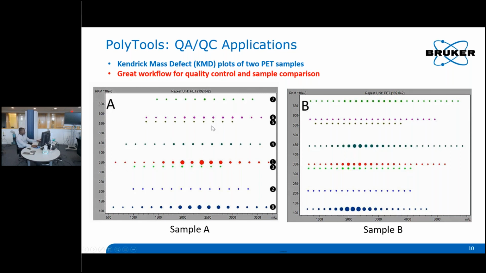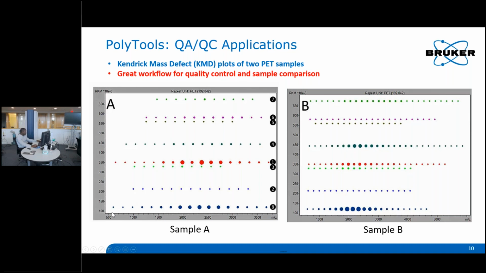average mass as well. However, if you plug them into PolyTools and generate a KMD plot from both of them, you start seeing the minor differences that you wouldn't be able to see otherwise for these two samples. So as you guys can see already, we have the same number of series, up to 8 series. And if you look deeply on each one of these series, let's take series number 8, for example.